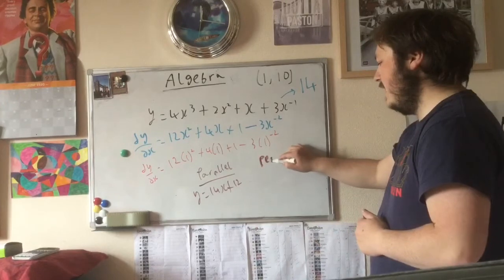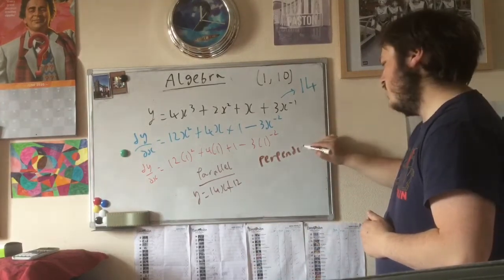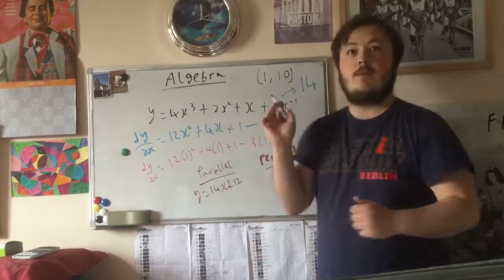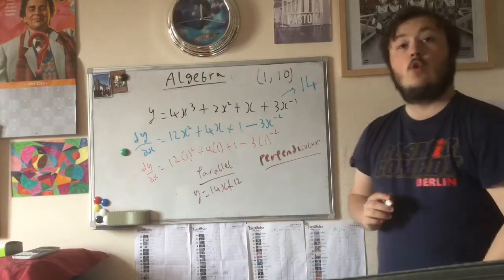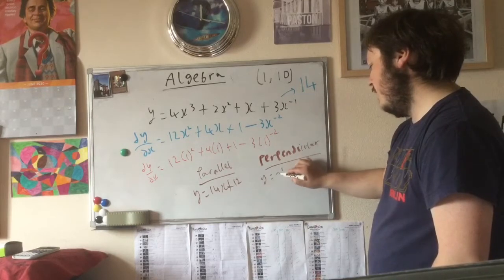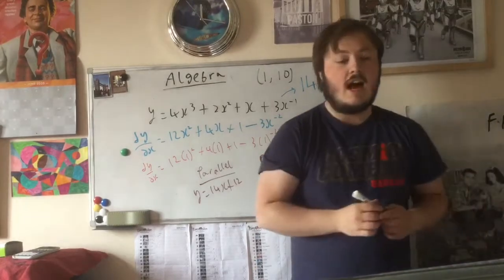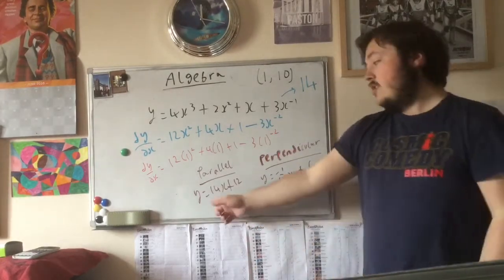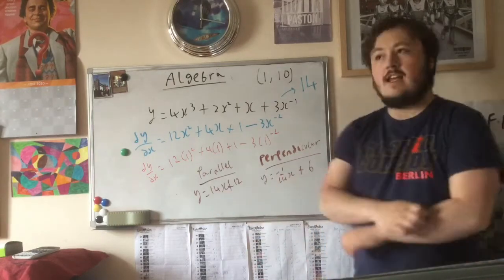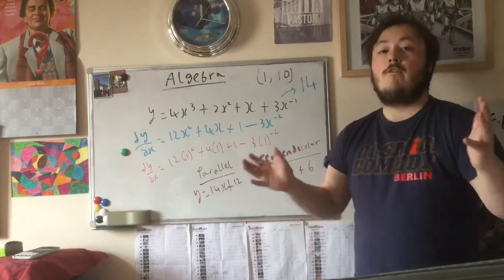However, when it's perpendicular, the gradient, when multiplied with our original gradient, will get us negative 1. So the gradient for this one would be negative 1 over 14. It doesn't matter what our y-intercept is, so y equals negative 1 over 14x plus 6. And that's the answer. It doesn't matter which equations you chose, as long as the parallel one has the gradient 14 and the perpendicular one has the gradient negative 1 over 14, then you're fine.